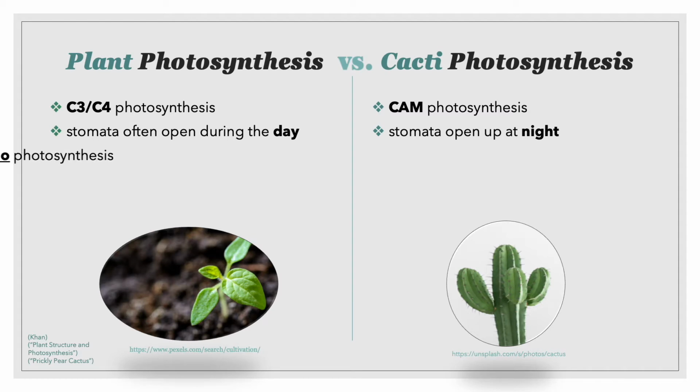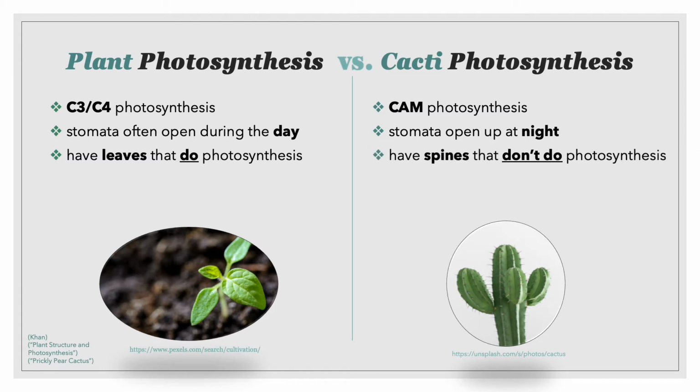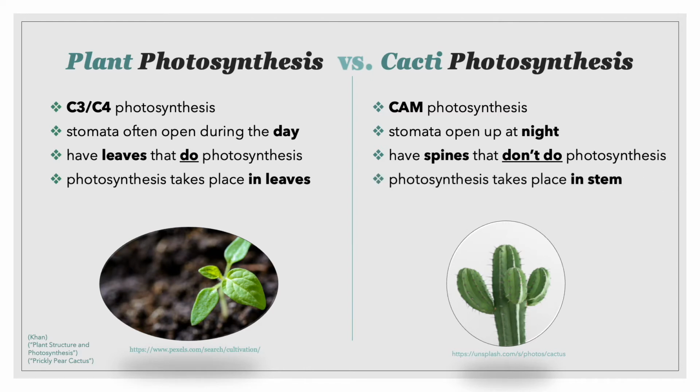Also, unlike plants which have leaves that do photosynthesis, cacti have sharp spines that don't do photosynthesis, and which mainly act as protection and as a means of retaining water. In addition, unlike plants whose photosynthesis takes place in leaves, cacti's photosynthesis takes place in its stems. And although I pointed out earlier that both plants and cacti have waxy cuticles, the key difference is that plants have thinner waxy cuticles, whereas cacti have thicker waxy cuticles. And in the next few slides, I will get into discussing how the differences of cacti photosynthesis are beneficial for cacti.